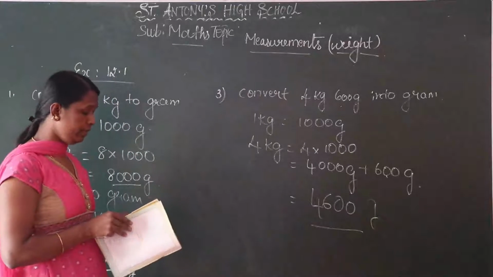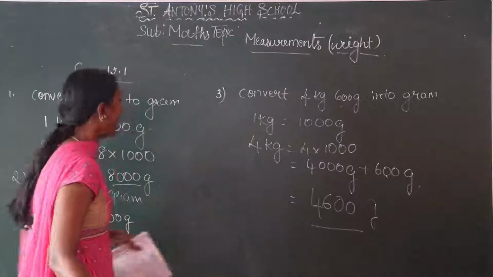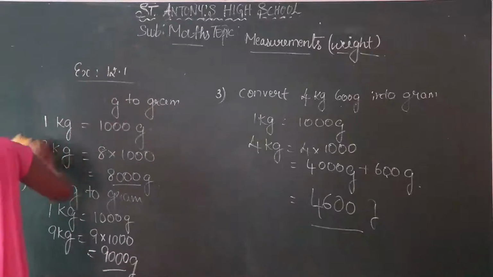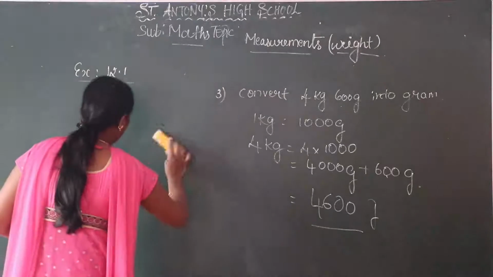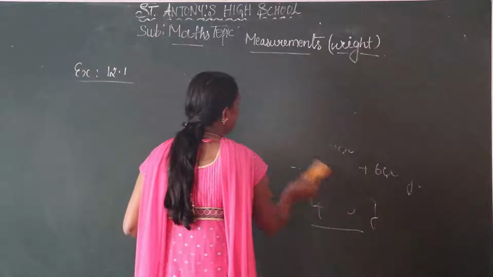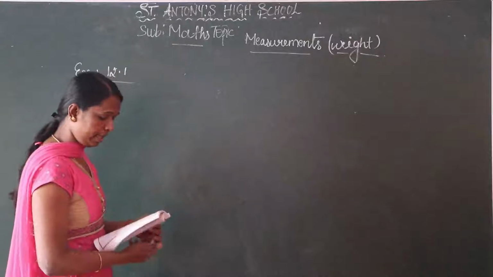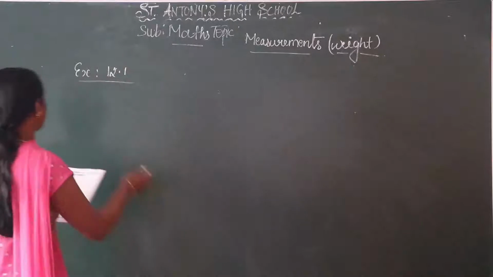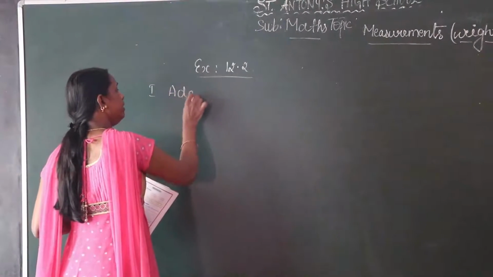So next, add the following. So here we have to add the weights. So the proper unit should be written carefully, otherwise you will lose the marks in the test and also the exams. From exercise number 12.2, first we add the following.